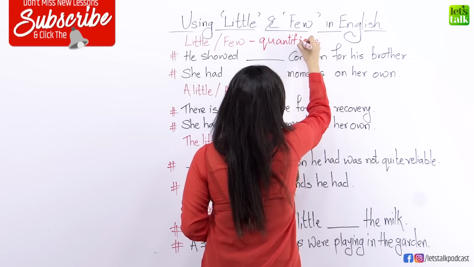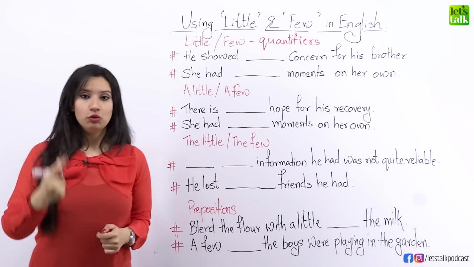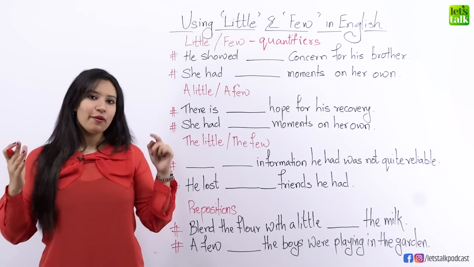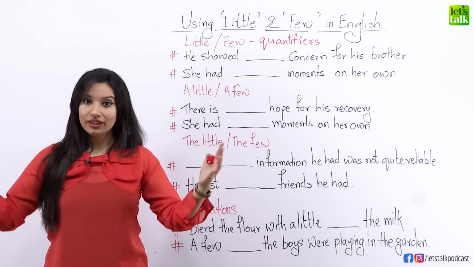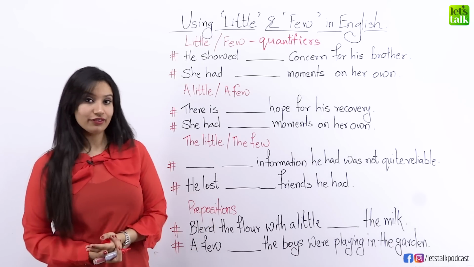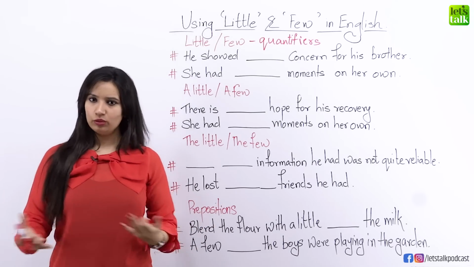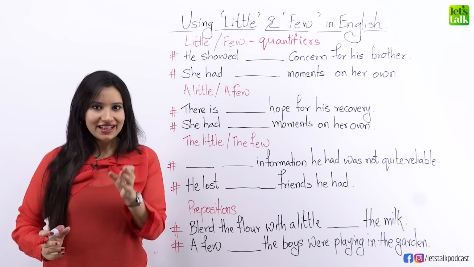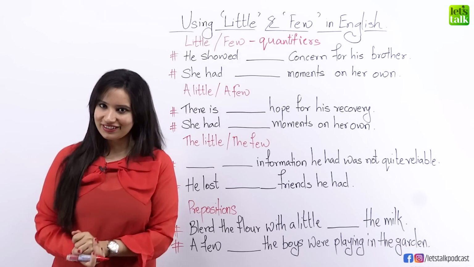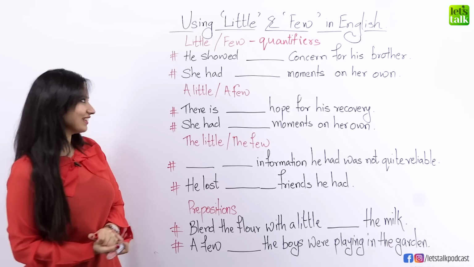Which means that they are telling us about the quantity of something, all right? Much and many tell us how much of something, or how great a quantity of something, we have. But little or few tell us how less of something we have, okay? But less in what way? We'll try and understand now by reading the first sentence.